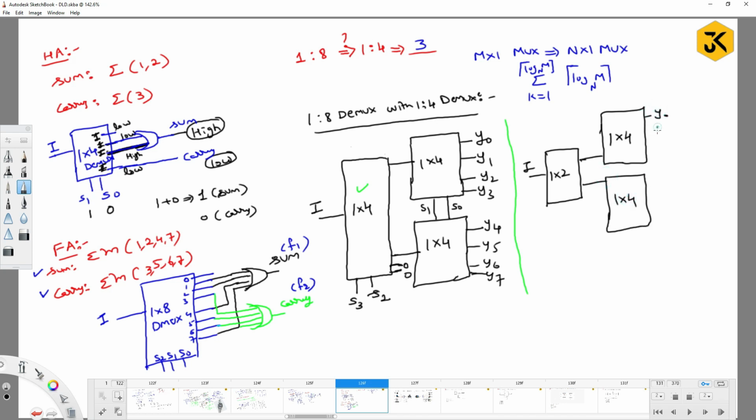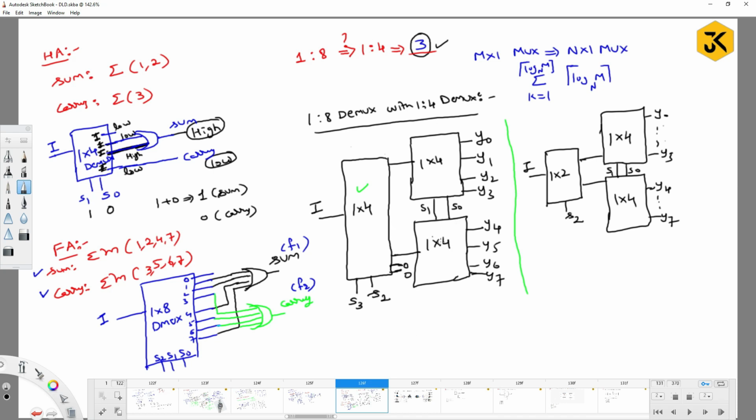These are going to range from y0 to y3, and this ranges from y4 to y7. Sorry, this should be y0, y1, y2, y3. Okay, y4, y5, y6, y7. Right? Yes, this way. And the select lines are S1, S0, and here it will be S2. This way also you can do it, right? So the number of multiplexers, if it is purely 1 by 4, here you compulsorily require 3 multiplexers.